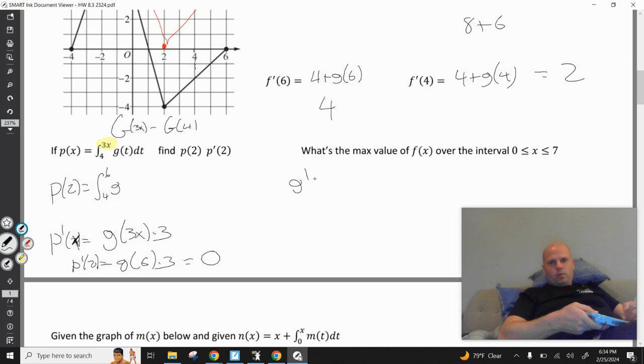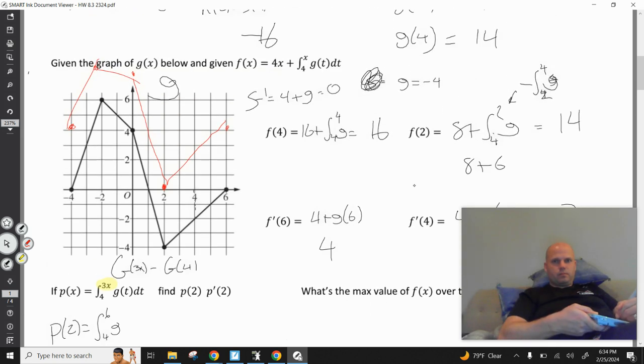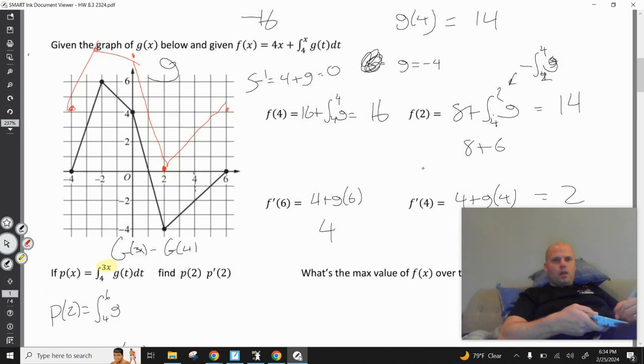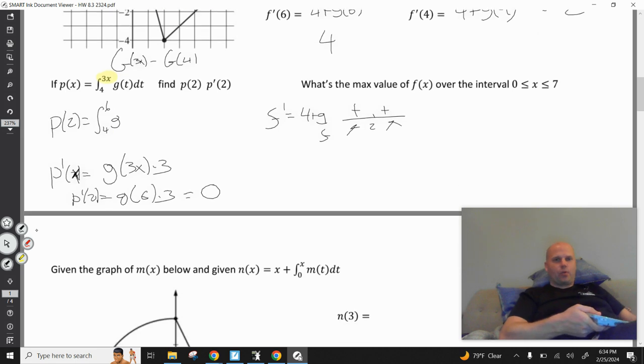F prime, which equals 4 plus G, is positive until 2, and then positive after 2, which means F is increasing and increasing. You got to write this out. This is not worth anything. You'd have to say f prime is greater than or equal to 0 from 0 to 7, which means where is your max at 7?